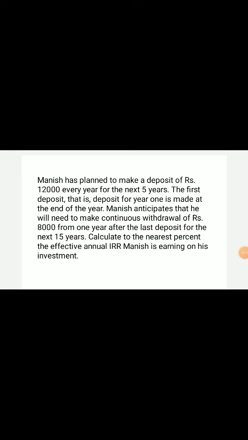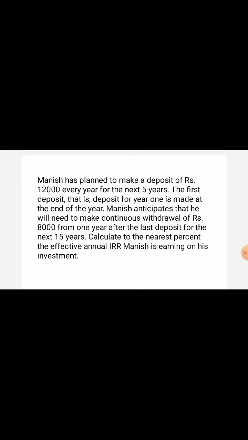In this example, Manish has planned to make a deposit of rupees 12,000 every year for the next 5 years. The first deposit, that is the deposit for year 1, is made at the end of the year. Manish anticipates that he will need to make continuous withdrawals of rupees 8,000 from 1 year after the last deposit for the next 15 years. Calculate, to the nearest percent, the effective annual internal rate of return Manish is earning on his investment.